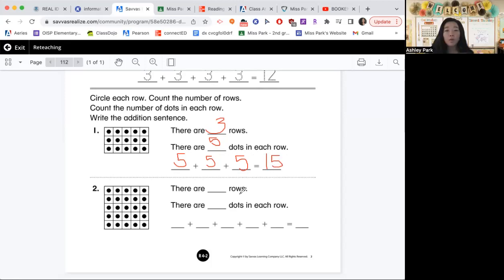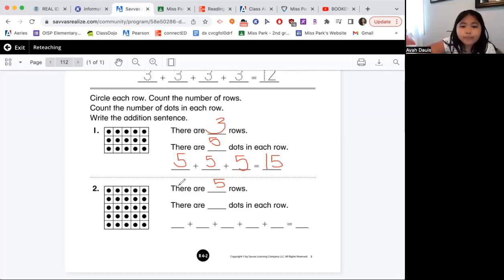There are blank rows, there are blank dots in each row. 1, 2, 3, 4, 5. Oh, I already gave you the answer. There are 5 rows. Okay, now how many dots are in each row? 5.